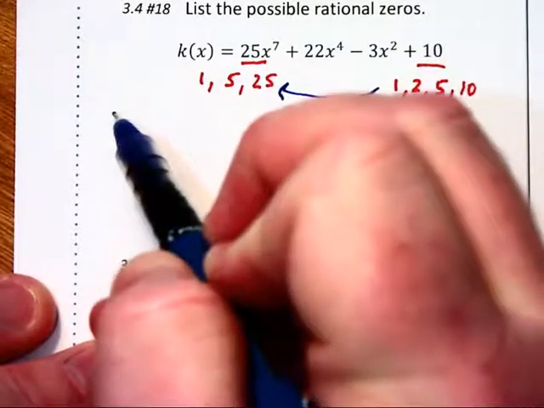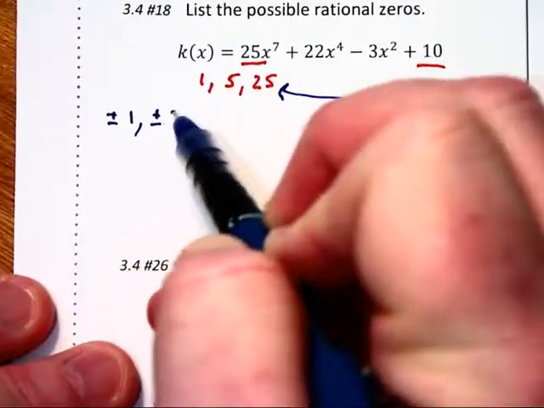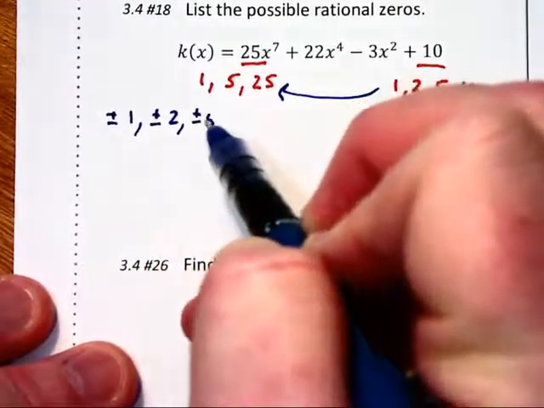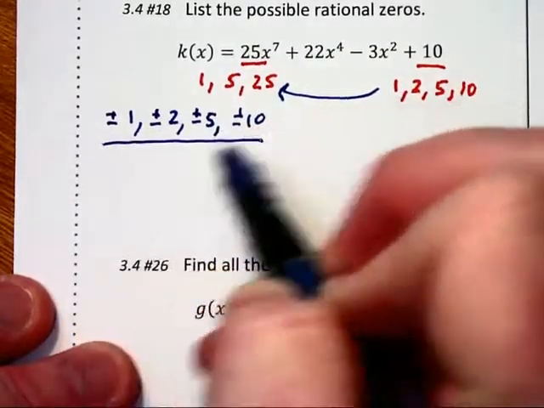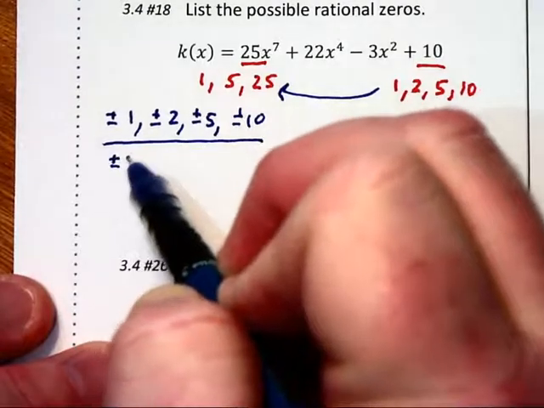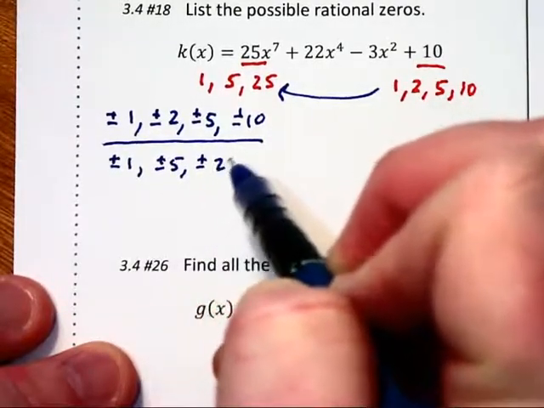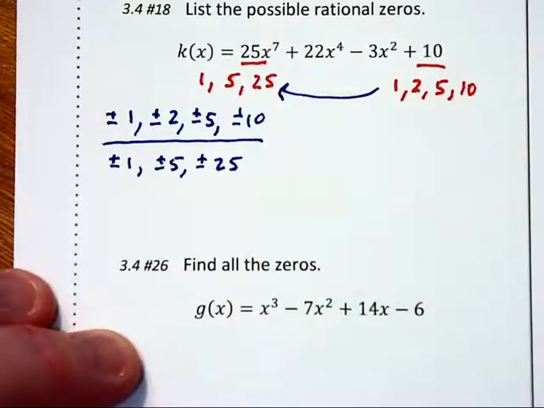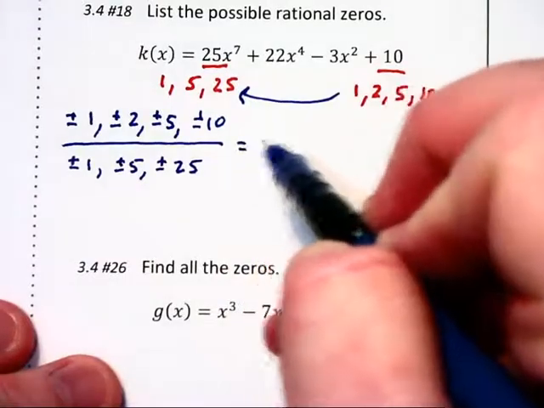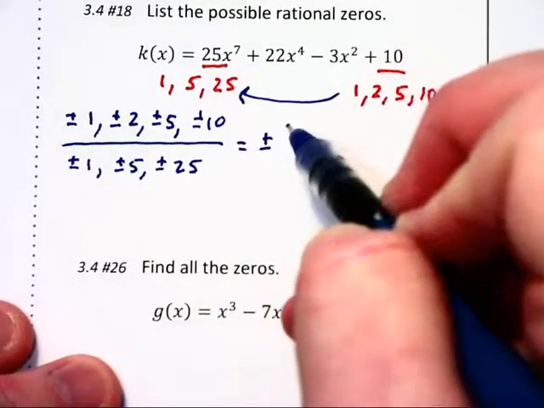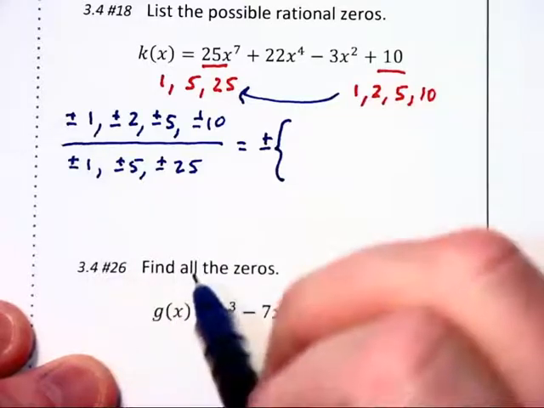In other words, we're going to have plus or minus 1, plus or minus 2, plus or minus 5, and plus or minus 10, all divided by plus or minus 1, plus or minus 5, or plus or minus 25. When we simplify all these fractions, we get plus or minus, and I'm going to write this as one big set so I don't have to write that plus or minus over and over again.